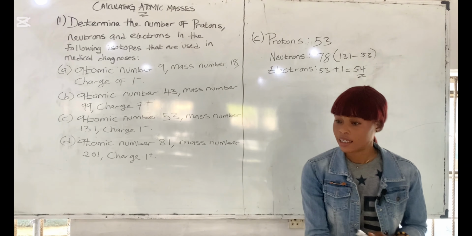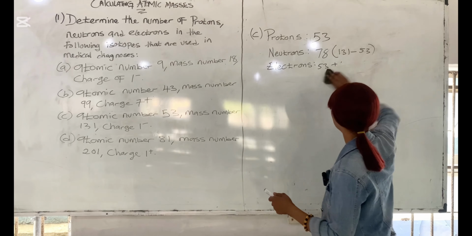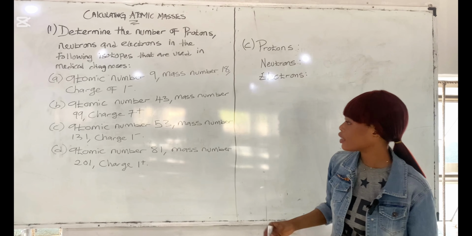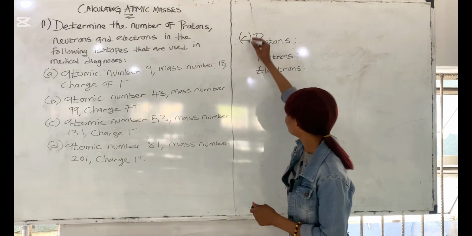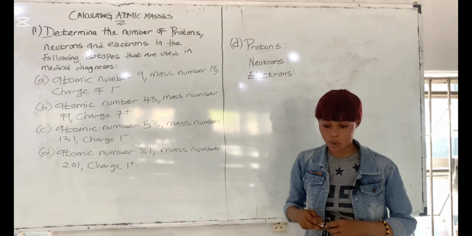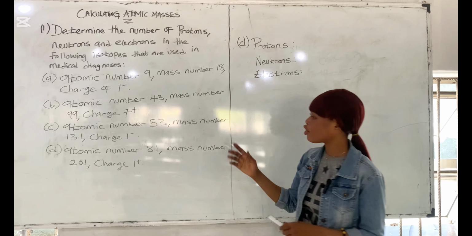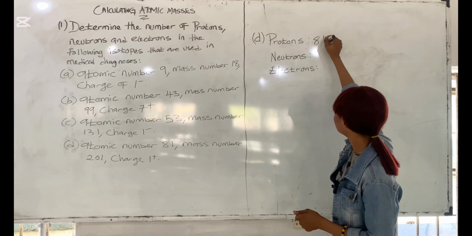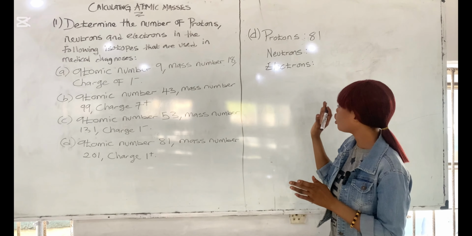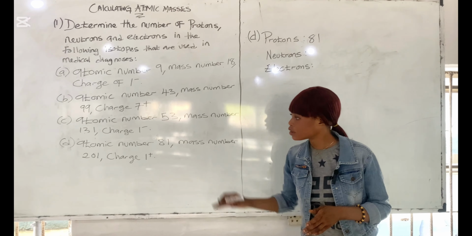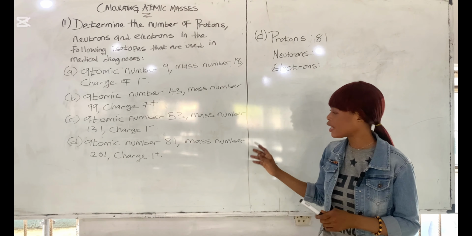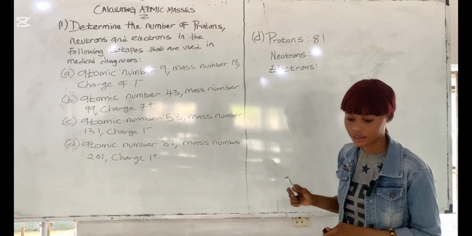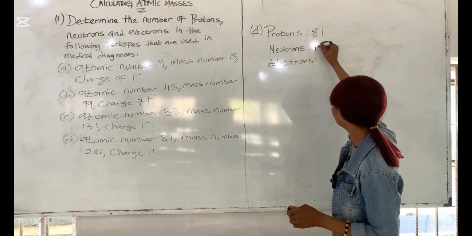If we understand that, let's take the correction for the last question. For the last question, we have an atomic number of 81, a mass number of 201, and a charge of +1. The number of protons is the same thing as the atomic number, so our number of protons for this question is 81. Then our number of neutrons is the mass number subtracted by the number of protons. If you do that subtraction, you will see that our number of neutrons is 120.